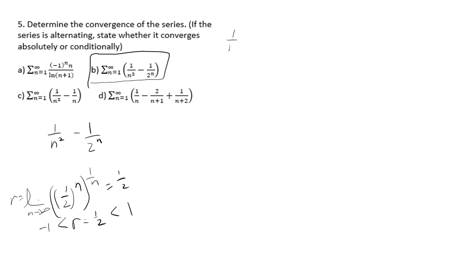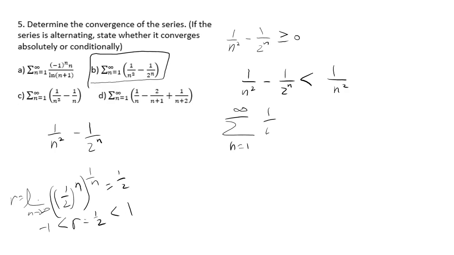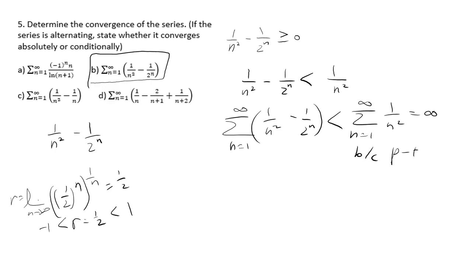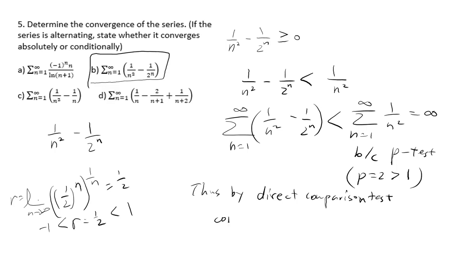So we know that 1 over n squared minus 2 over n is non-negative. We also know that it's less than 1 over n squared. So therefore, this will be less than the sum from n equals 1 through infinity of 1 over n squared, and this is finite because of the p-test with p equal to 2, greater than 1. Thus, by the direct comparison test, it converges.